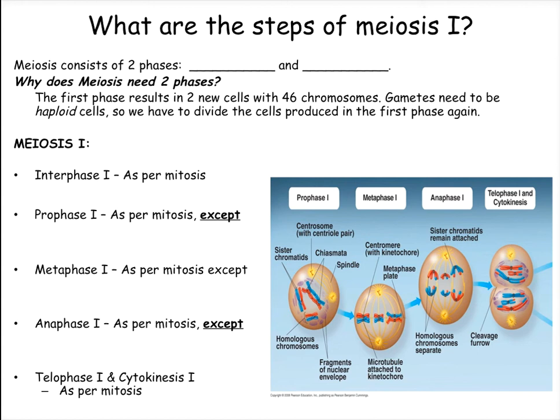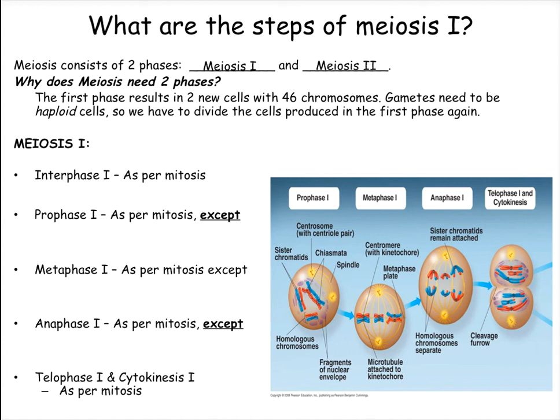The first thing I want you to recognize is that unlike mitosis, because we have a different goal in meiosis, we are going to have a different number of stages. So meiosis actually consists of 2 phases. The first is called meiosis 1, and the second is called meiosis 2.